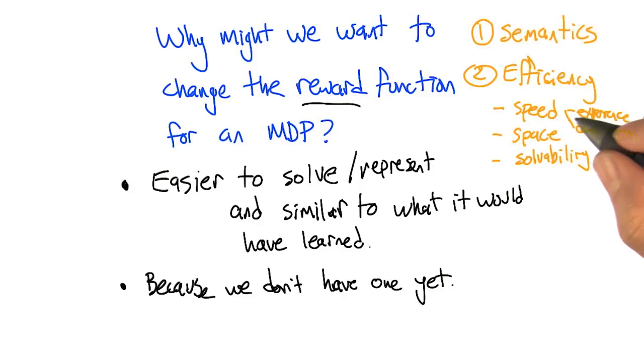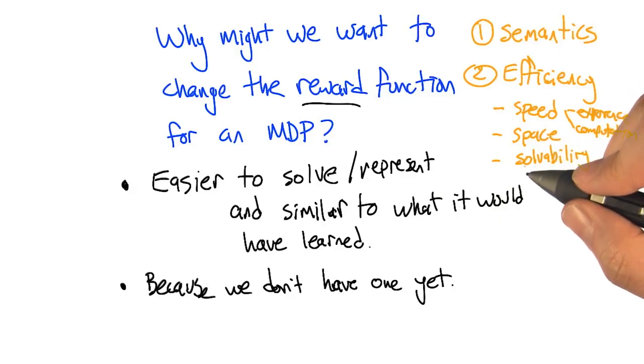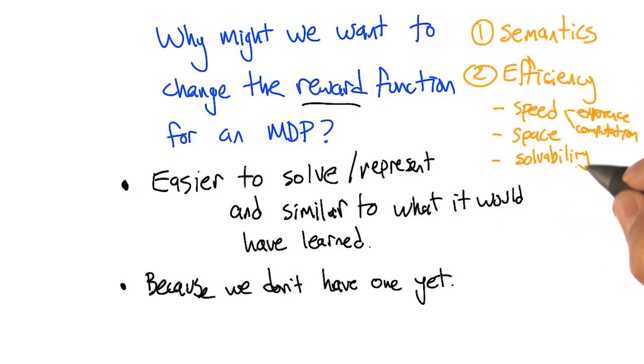And other kinds of efficiency include space, sort of the complexity of writing down the reward function, and maybe whether it makes a problem solvable at all. Maybe the efficiency is the difference between infinity and not infinity. Yeah, which is a pretty big difference most times. I mean, in the limit.